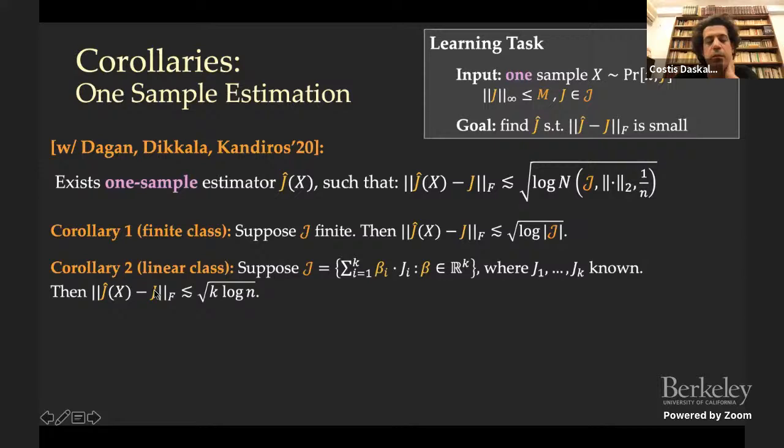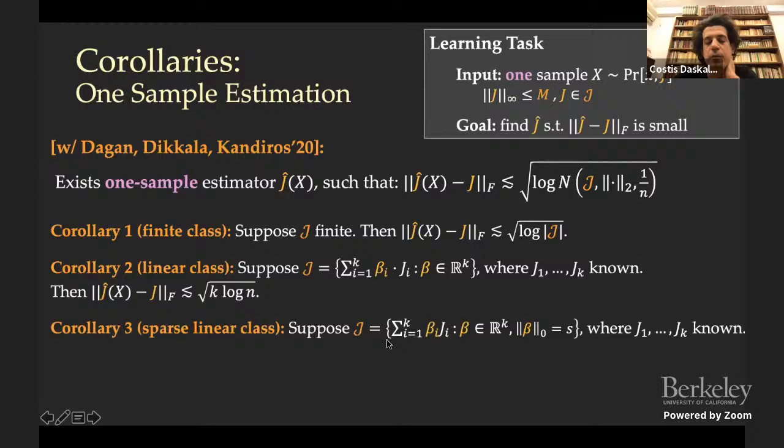A third corollary: sparse linear class. So suppose I'm in the same setting as before, but now it's a sparse linear combination of K known matrices. So now what do you expect?